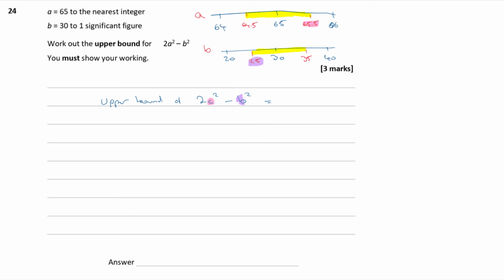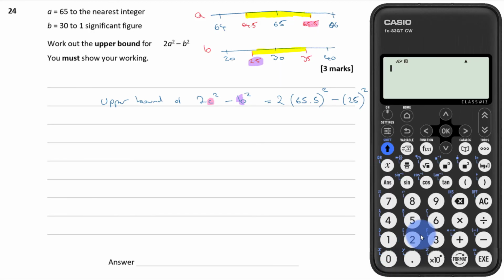Okay, so my upper bound I'm going to get from doing two lots of 65.5 squared minus my lower bound for B squared. Okay, so then tapping that into the calculator, 2 times 65.5 squared minus 25 squared. That comes out to be 7955.5. So it's 7955.5, and that's my answer.